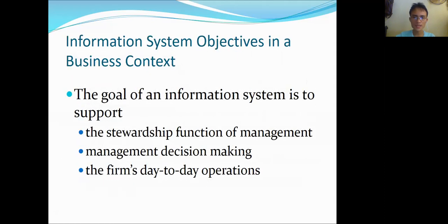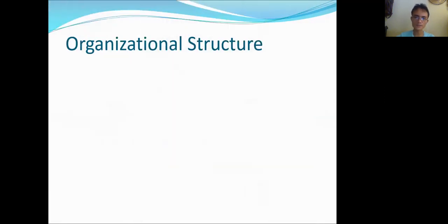Okay, after that will be the business context. These are the objectives of an information system. Basically, an IS is there to support, number one, the stewardship function of management. When we say stewardship, that basically means guardianship or safekeeping function. So basically, the information system should be protected, should be nurtured and taken care of, and properly taken into account by the management. Next is that it will be used for decision making, and of course, for the rank and file employees and the lower level managers for the day-to-day operations of the business.